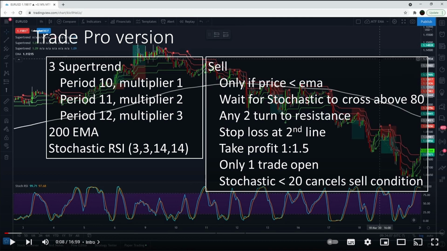The selling rules, as you expect, are just the opposite. We're only selling if the price is below the EMA. Wait for the stochastic to cross while it's above 80, and that puts us into selling mode. Wait for any 2 then of the Supertrend lines to turn to resistance lines, that's above the price. Set the stop loss at the second line, take profit 1 to 1.5, only 1 trade open at a time, and if the stochastic goes below 20, then that cancels the sell condition.